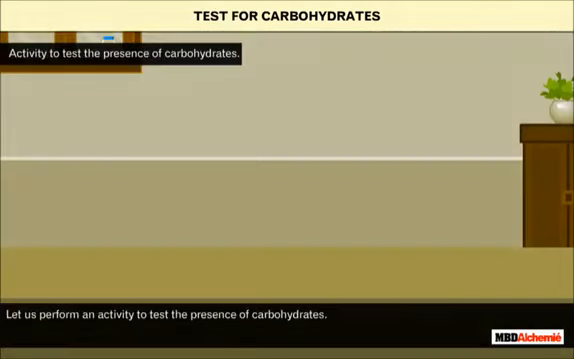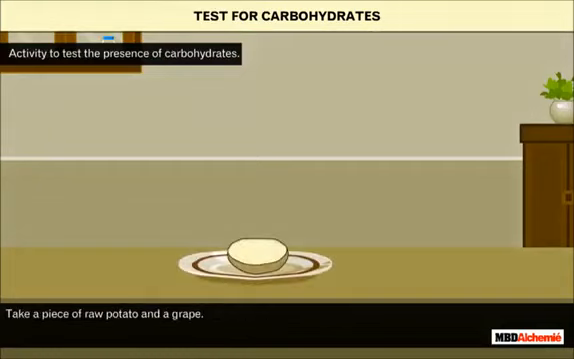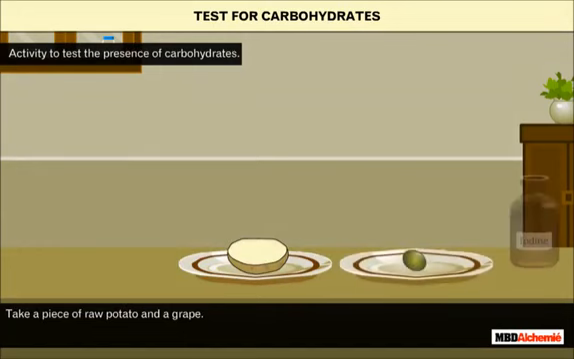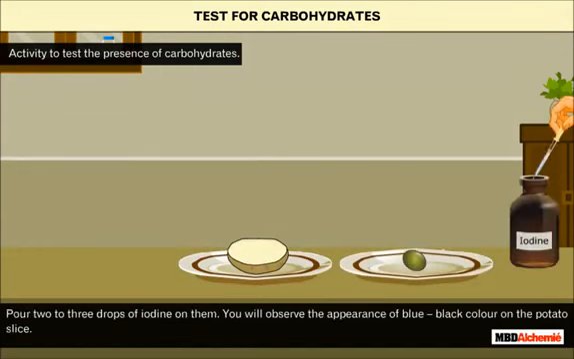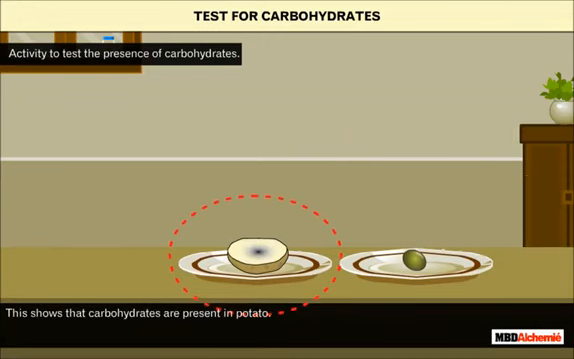Let us perform an activity to test the presence of carbohydrates. Take a piece of raw potato and a grape. Pour 2 to 3 drops of iodine on them. You will observe the appearance of blue-black color on the potato slice. This shows that carbohydrates are present in potato.